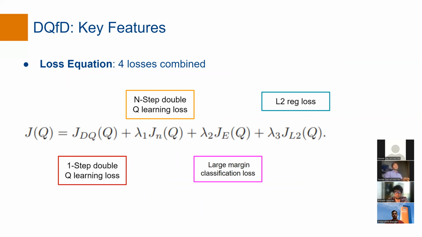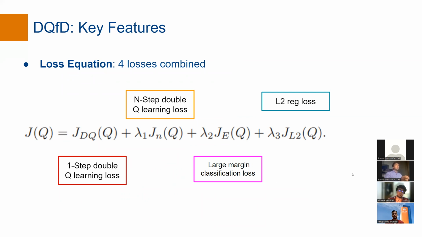We use this to prevent overfitting on the relatively small demonstration data set. Typically, the demonstration data set is 2 to 3 orders of magnitude smaller than the actual self-generated data, which is why we want to make sure that we don't overfit on the demonstration data itself. So as you can see, these 4 losses combined form the fundamental backbone of the DQfD model.